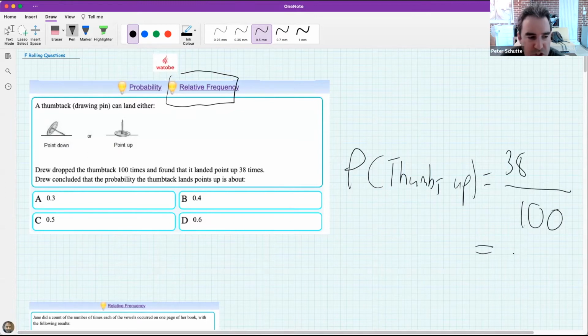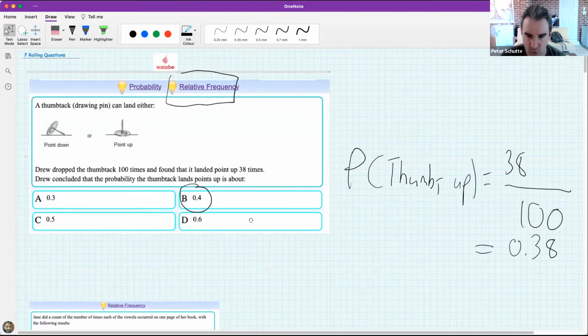And so which option is going to correspond to that? 0.38. Well, there's no 0.38, but we can see B is the closest. If we round off to one decimal place, B will be the answer. So this isn't that common, but just know that if they ask you to work out experimental probability, it's still the same formula, but it's just based on real world events. Now, the relationship between experimental and theoretical, I'll maybe cover later in the series, but for now, it's just important to know that if they give you something like this, you can calculate it.